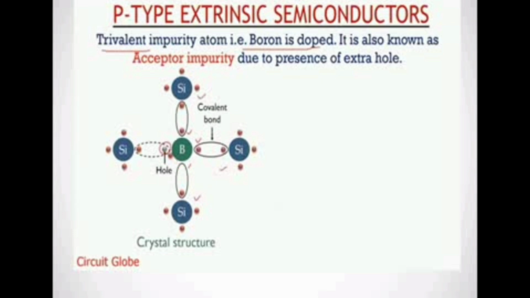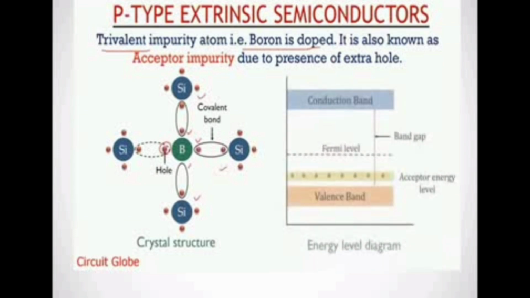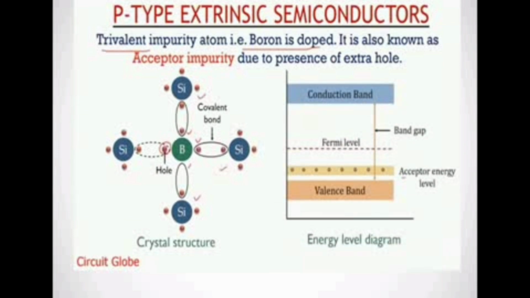Now the covalent bond is broken and one electron is emitted. So one hole is produced, and an electron jumps from one hole to another hole. Here the holes are the majority charge carriers compared to electrons. The electrons are very few, but there is a large number of holes. The already available hole remains, and when a covalent bond is broken, another hole is produced.